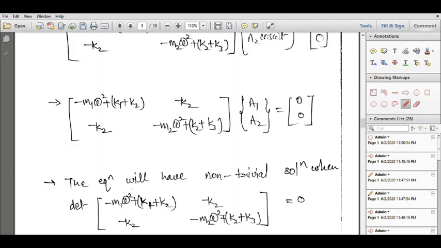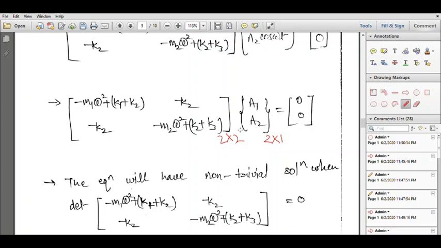Now here I'm getting the product of two different matrices. The first matrix is this one, of the order 2 cross 2. And the second matrix is this one, A1, A2. This matrix is a 2 cross 1 matrix.